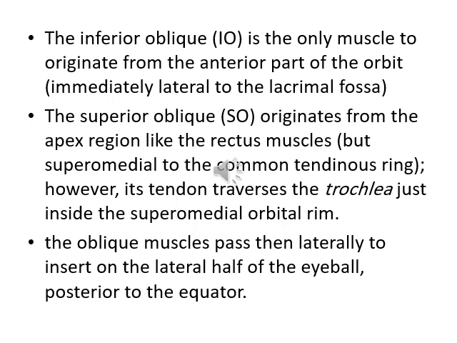The oblique muscle passes laterally to insert on the lateral half of the eyeball, posterior to the equator. What do I mean by this? Usually the recti muscles insert anterior to the equator. The equator is the line cutting the eyeball into anterior and posterior parts. Anterior to the equator belongs to the rectus muscle, posterior to the equator belongs to the oblique muscle. I mean the insertion. Each group of muscles is inserted either anterior to the equator or posterior to the equator.